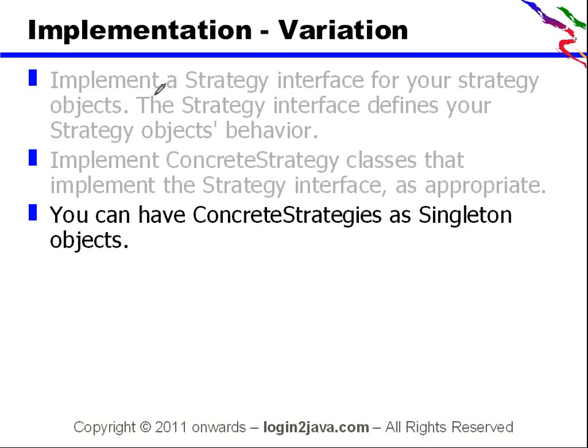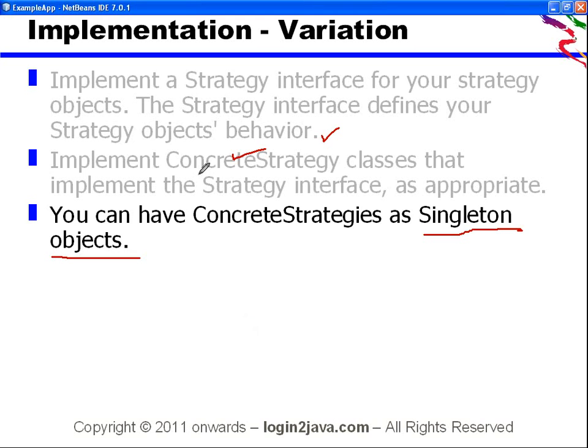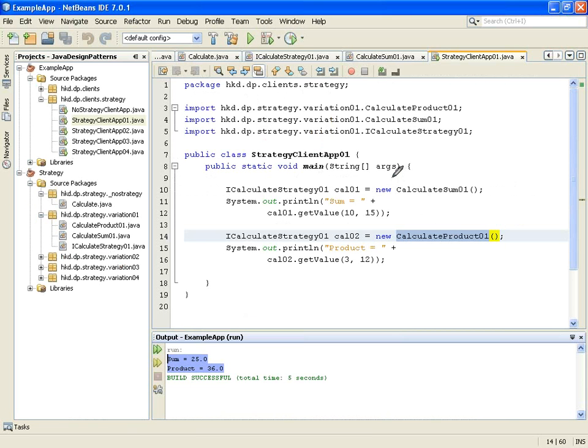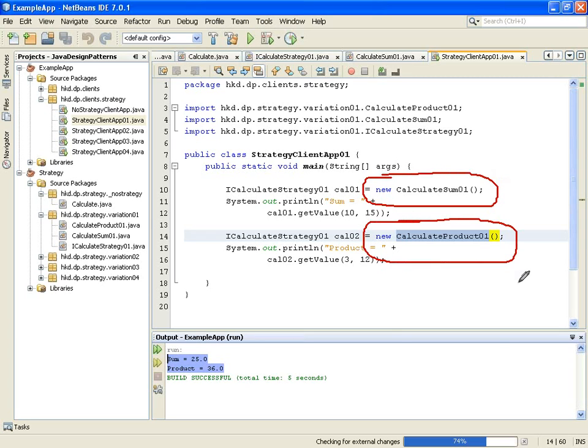We have already seen how to implement a strategy interface for your strategy object. The strategy interface defines your strategy object behavior, and we have some concrete classes. Now you can have concrete strategies as singleton objects. So if you see the strategy example that we just saw, let me show you again. See this code. What we are doing is creating an instance of the strategy.